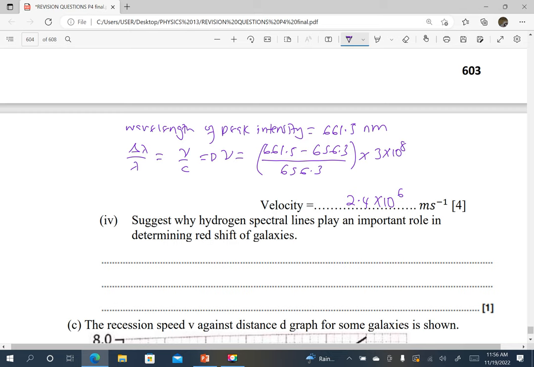Suggest why hydrogen spectral lines play an important role in determining the redshift of galaxies. So why do we rely on hydrogen spectral lines? Be specific, why hydrogen? Hydrogen is in large abundance in most of the stars in these galaxies. So that's why it plays an important role. There is a relatively high abundance of hydrogen.